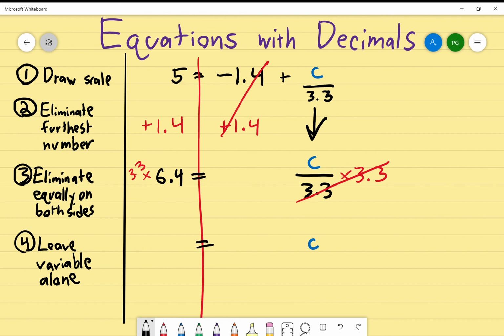C equals, let's go ahead and do what's on the left. 3.3 times 6.4. And there you have it. My final answer will be 21.12.